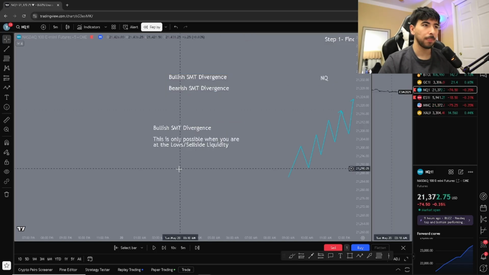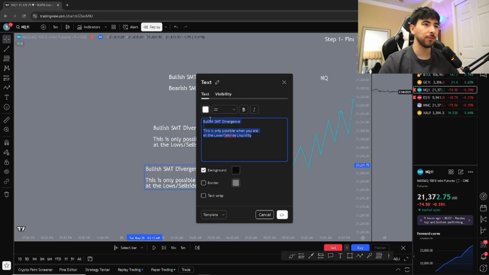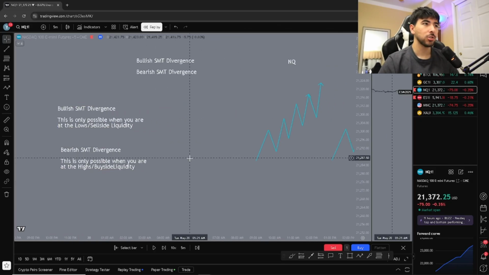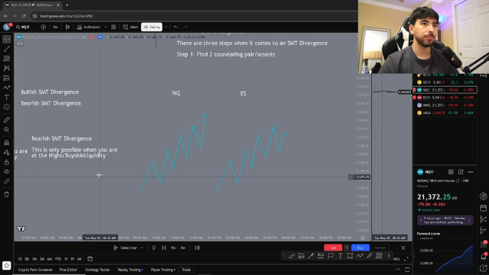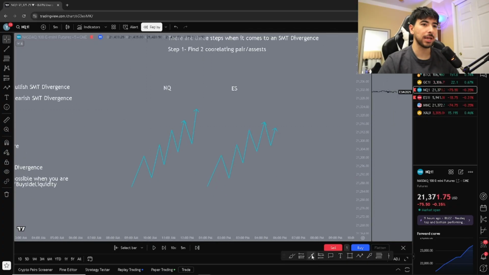What would it be? Well, it would be very, very similar to this. A bearish SMT divergence is only possible when you are at the highs slash buy side liquidity. Okay, now let's actually explain what that means, right? So right over here we have an SMT divergence, right? So how would you actually mark this out?